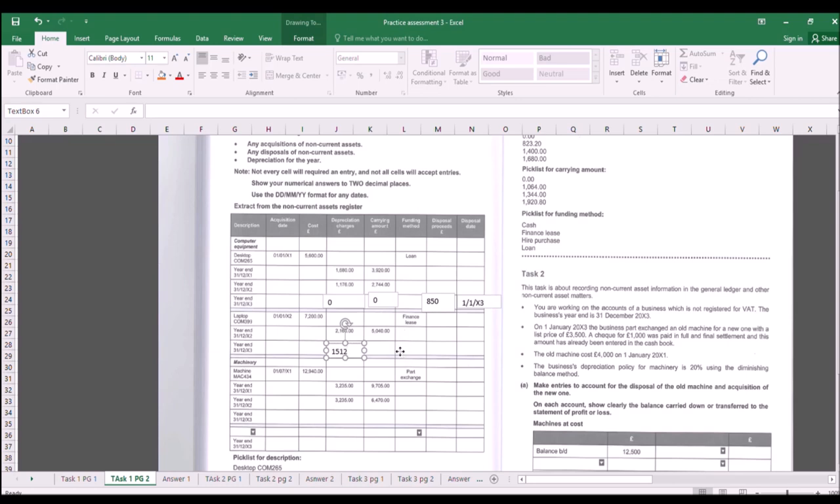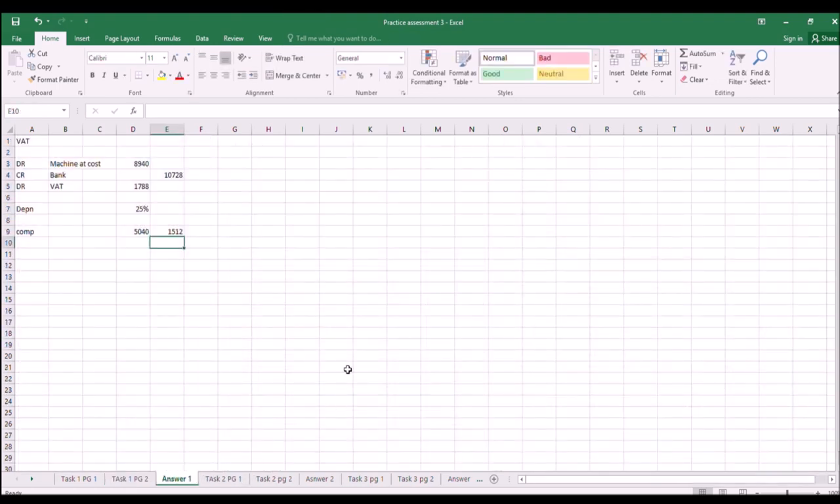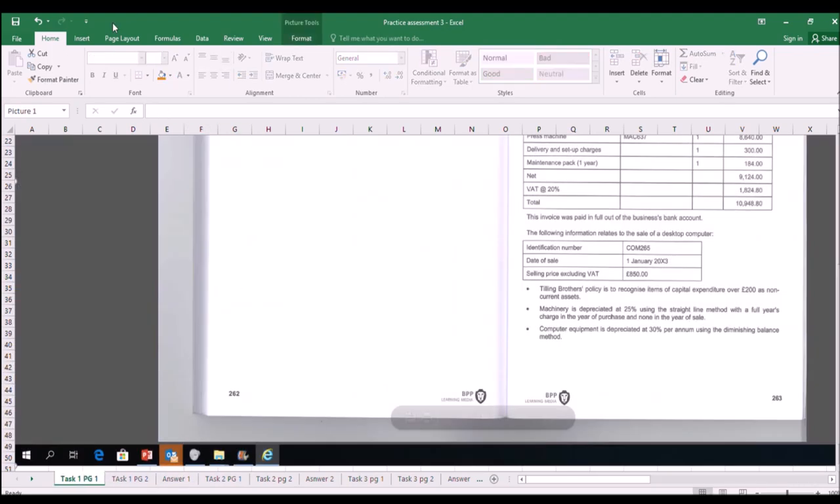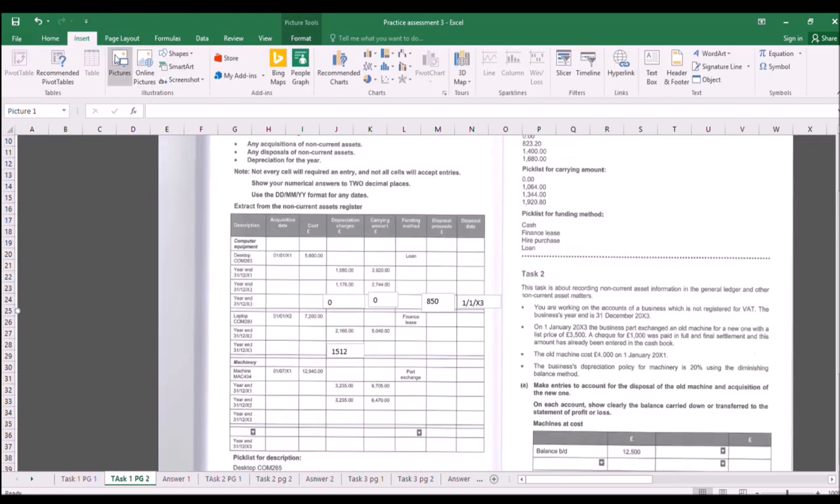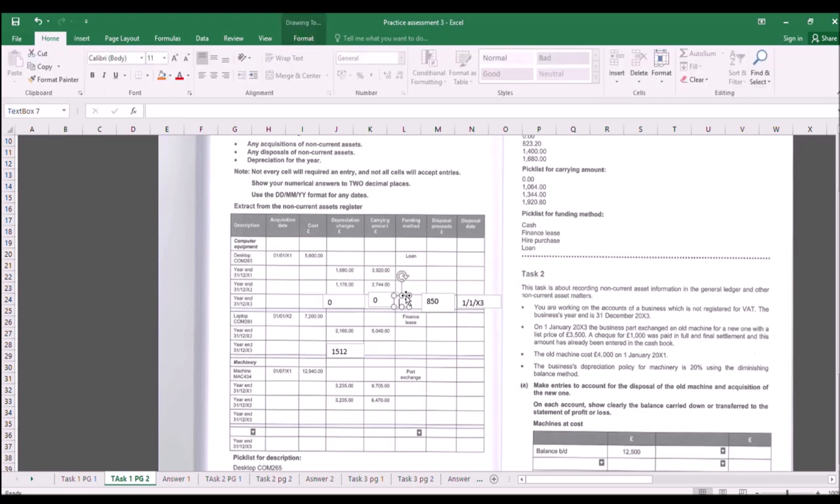1512. There, and our carrying value therefore is going to be that minus that, 3528. Okay, sorry, a bit there though. Put that back down there, and there's our 3528 in there. Okay, so that's finished that one.